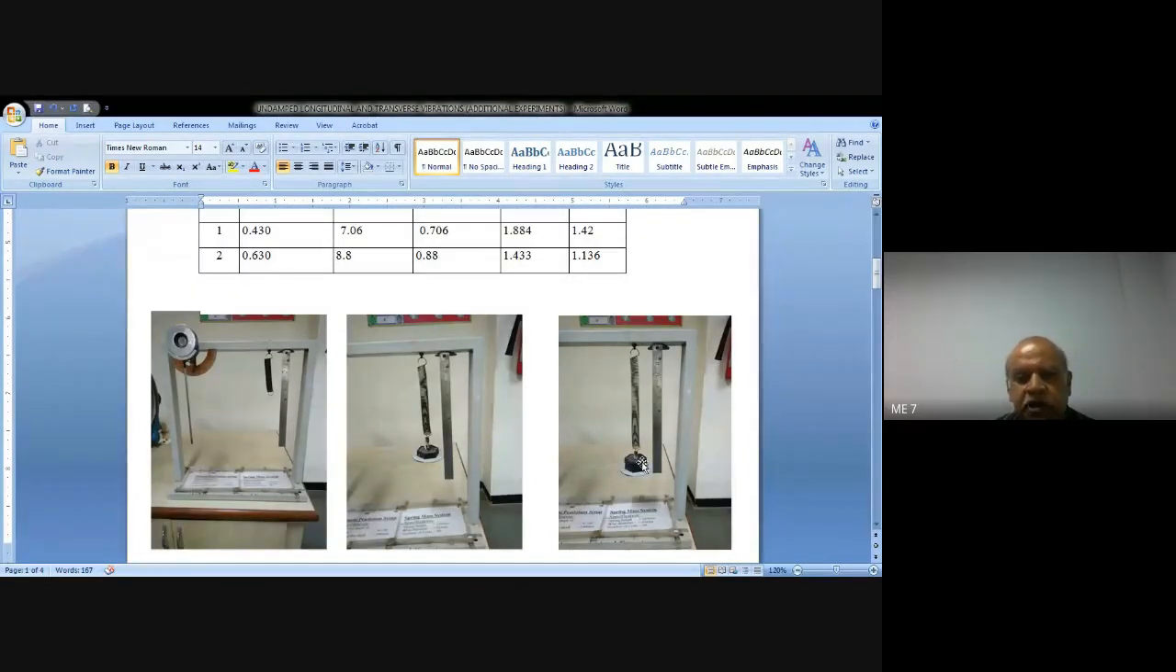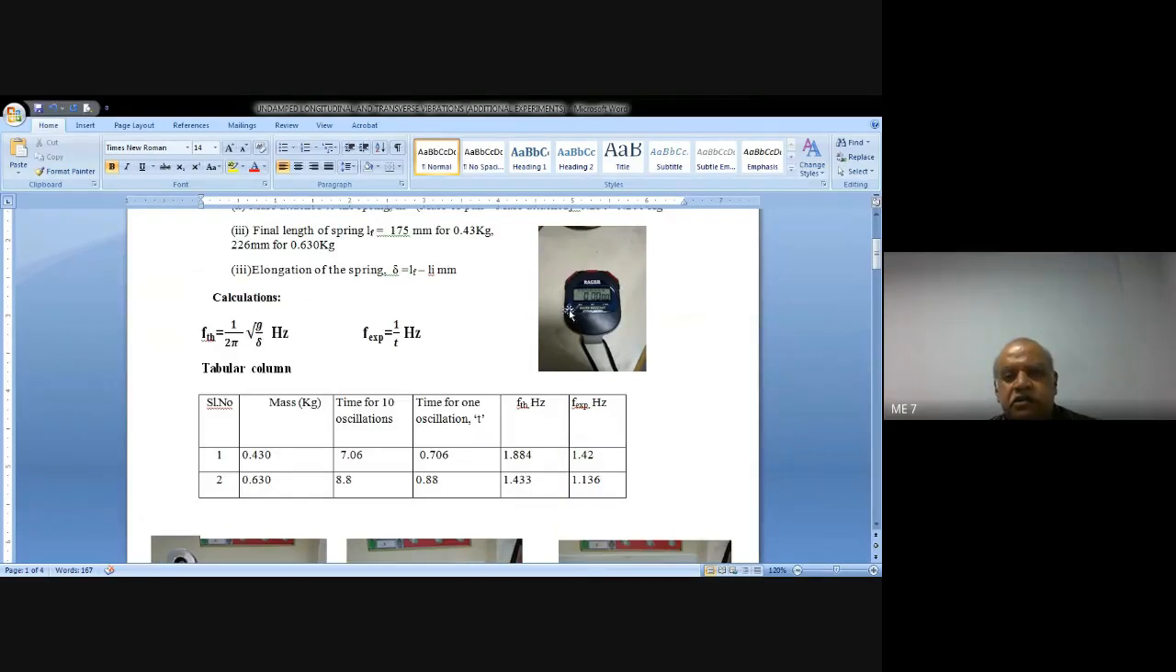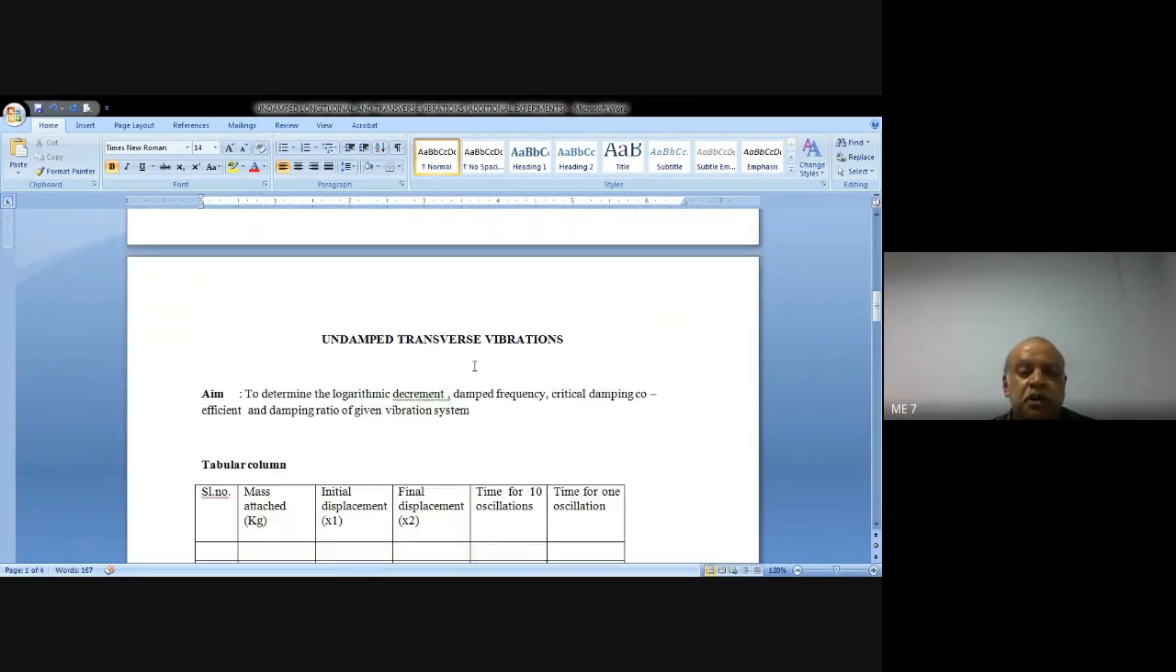Similarly, repeat the experiment by adding 200 grams more, take the final length, then take the difference between final length and initial length, and then take the static deflection and repeat the procedure and tabulate the results. Are you there with me? And this is the stopwatch that you can use for counting time taken for 10 oscillations.